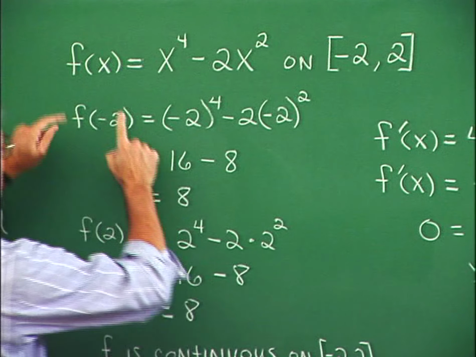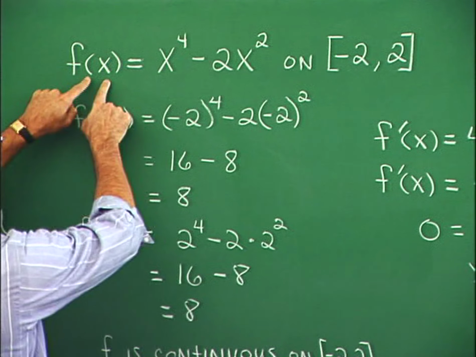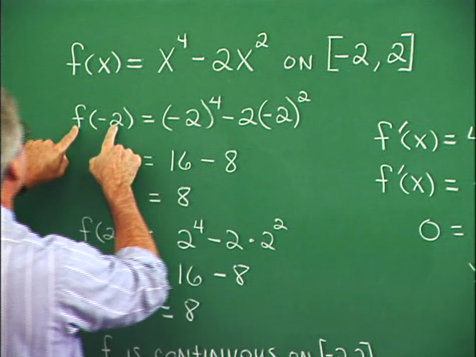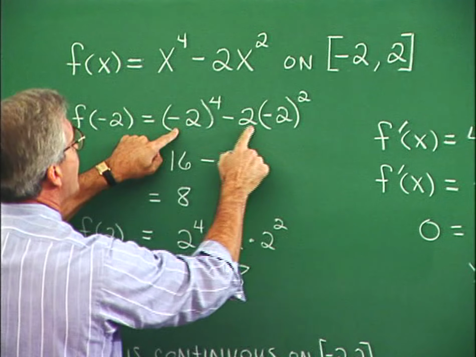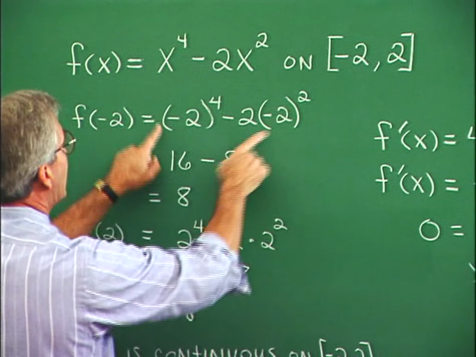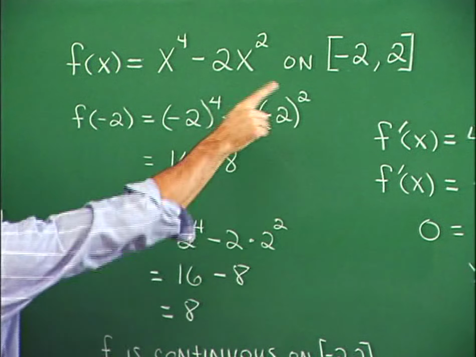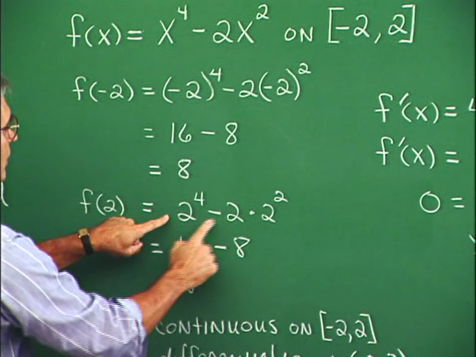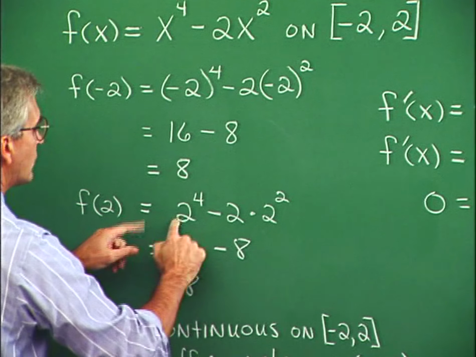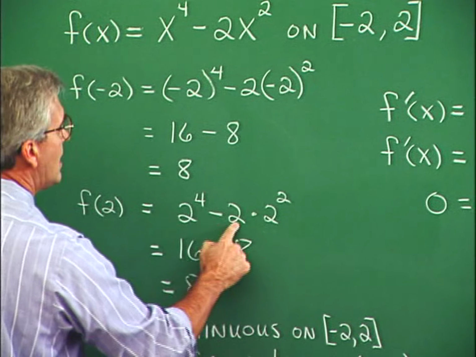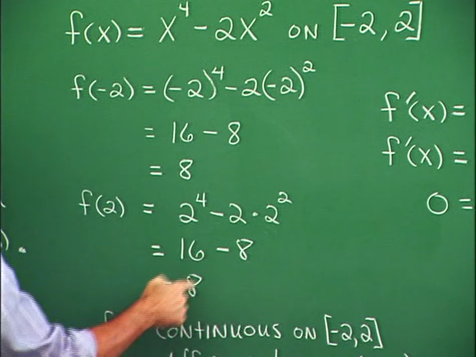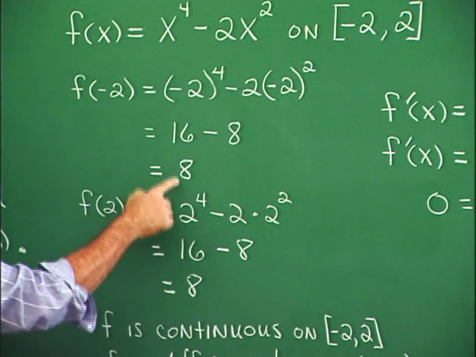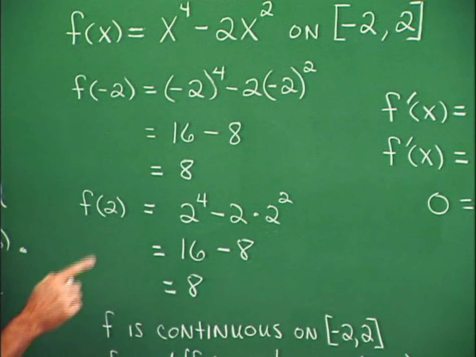Nonetheless, let's see. We would begin with f of negative 2. f of negative 2 is negative 2 to the fourth minus 2 times negative 2 squared. Evaluating, we get 8. Then f of 2 means we replace these x's with 2's, and we have 2 to the fourth minus 2 times 2 squared. 2 to the fourth is 16. 2 squared is 4. Minus 2 times 4 is minus 8. 16 minus 8 is 8. So f of negative 2 is 8, and f of 2 is 8. That's part of the requirement.